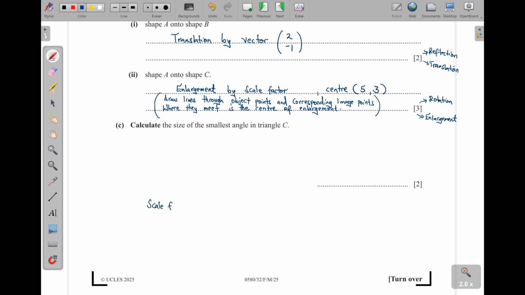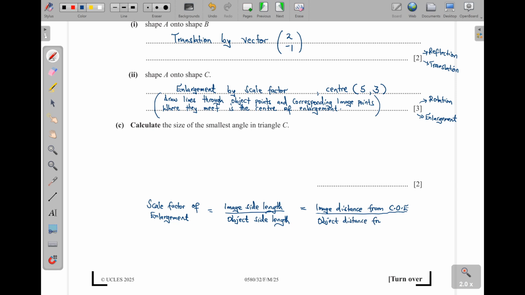Scale factor of enlargement is equal to the image side length divided by the object side length, or it can be equal to the image distance from the center of enlargement divided by the object distance from center of enlargement. So what do I mean?